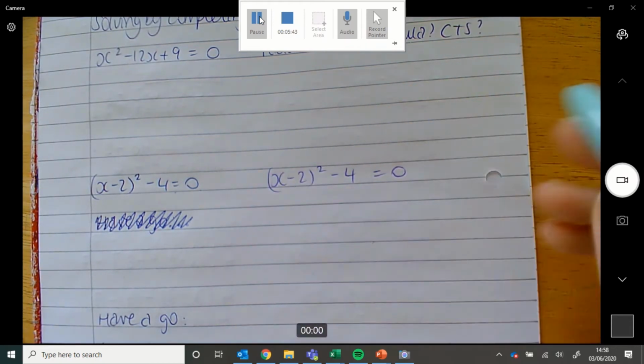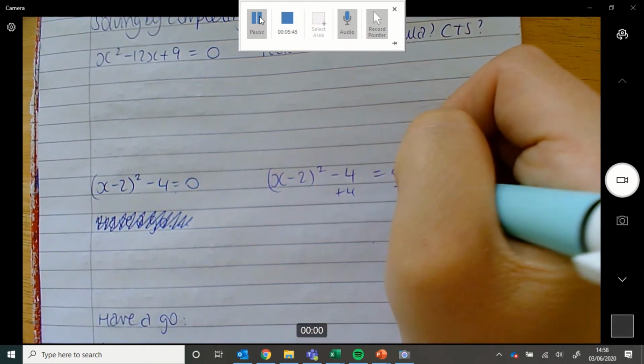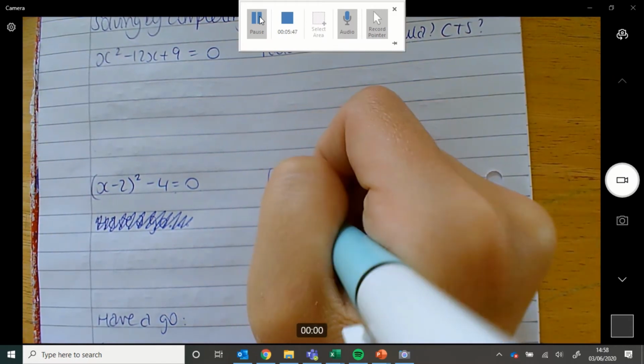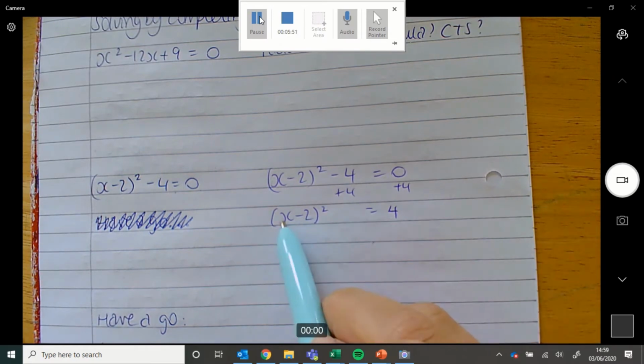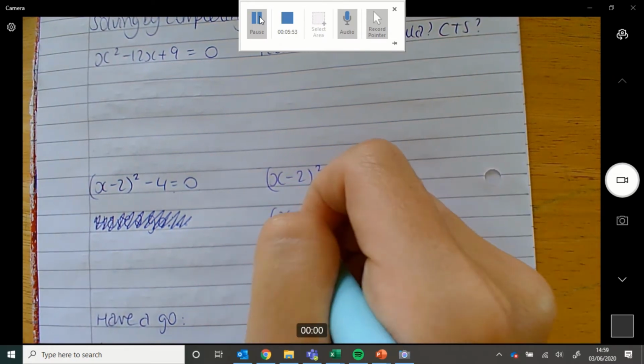And I'm going to do it by rearranging. So first thing I'm going to do is add 4 onto both sides. Here I'm left with x minus 2 squared is equal to 4. Then I've got x minus 2 all being squared, so the next thing I need to do is square root.